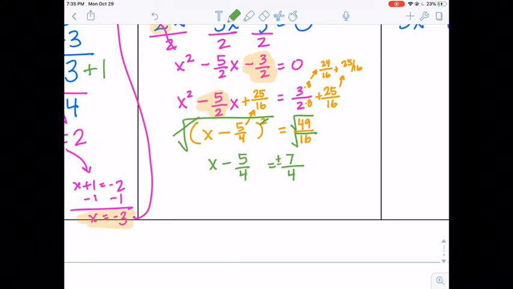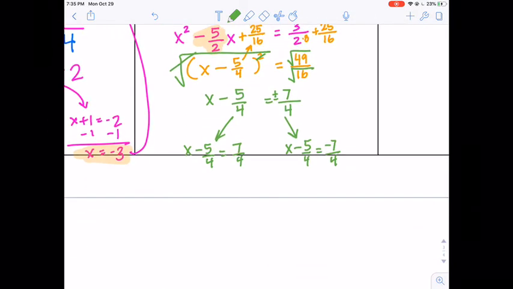And remember that that's positive or negative because we took the square root of it. So I'm going to split it into its two possible answers. I have x minus 5/4 could be positive 7/4. X minus 5/4 could be negative 7/4. Adding 5/4 on both sides. 7/4 plus 5/4 would be 12/4. 12 over 4 equals 3. So we have x equals 3.